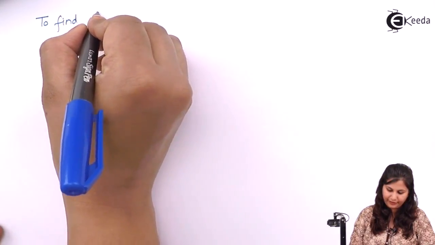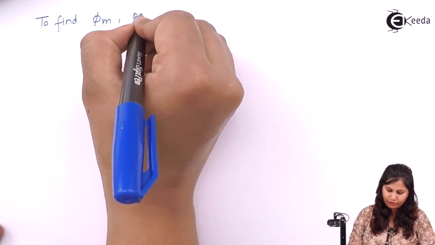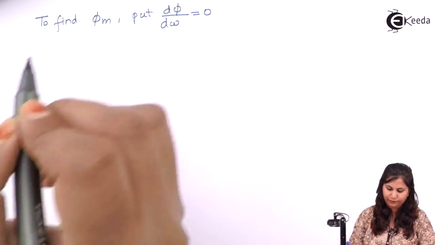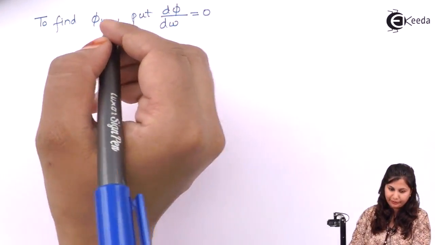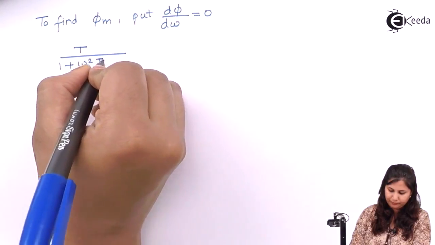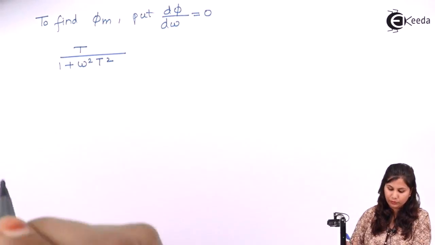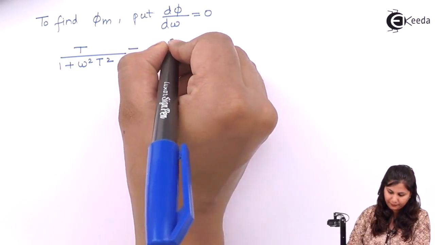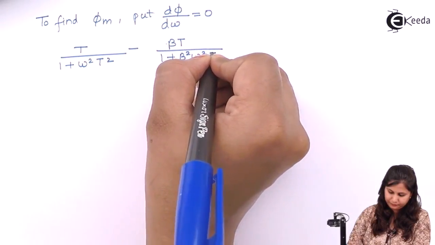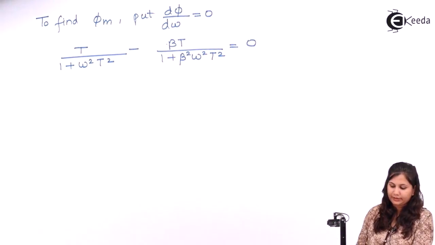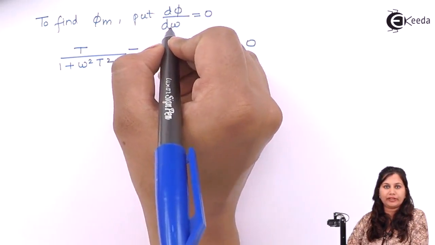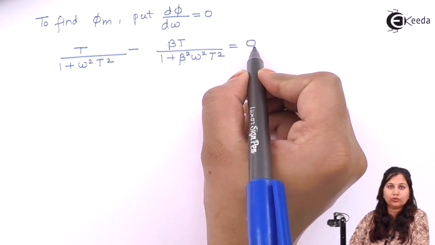So to find phi m, put d phi by d omega equals to 0. So let's calculate d phi by d omega. It is t upon 1 plus omega square t square minus ... this is the d phi by d omega. We have differentiated the phase angle with respect to omega and we have equated it to 0.